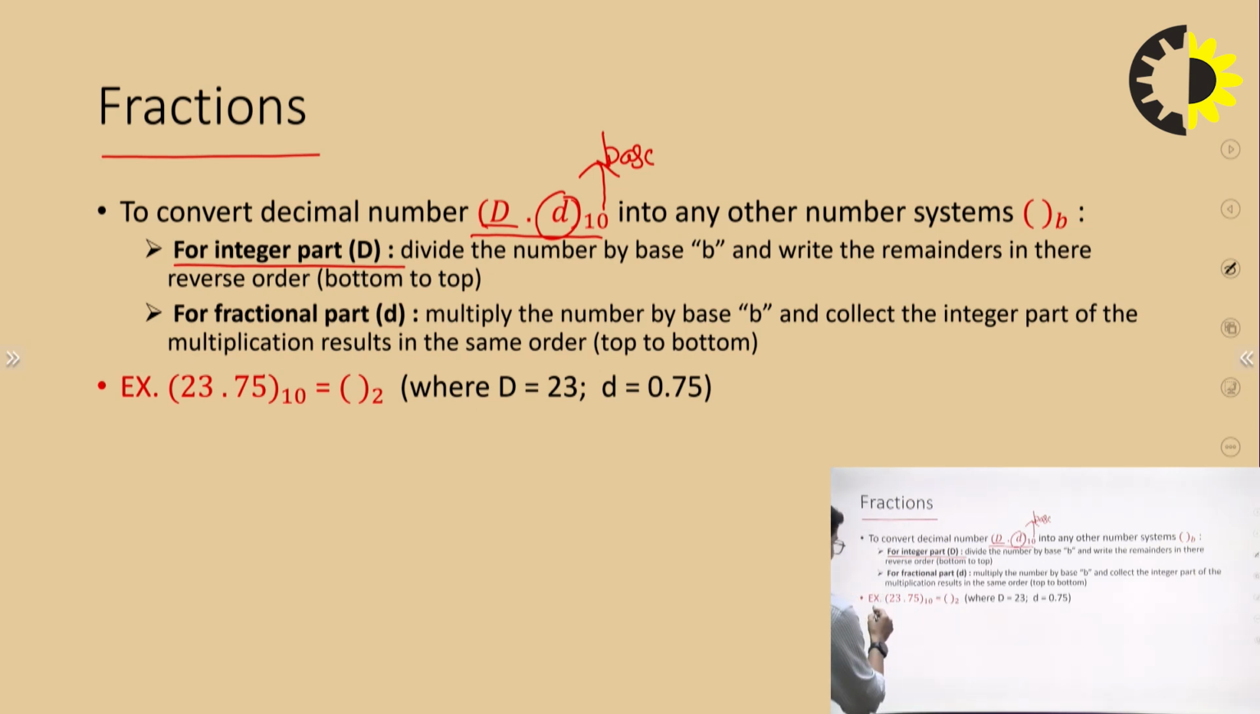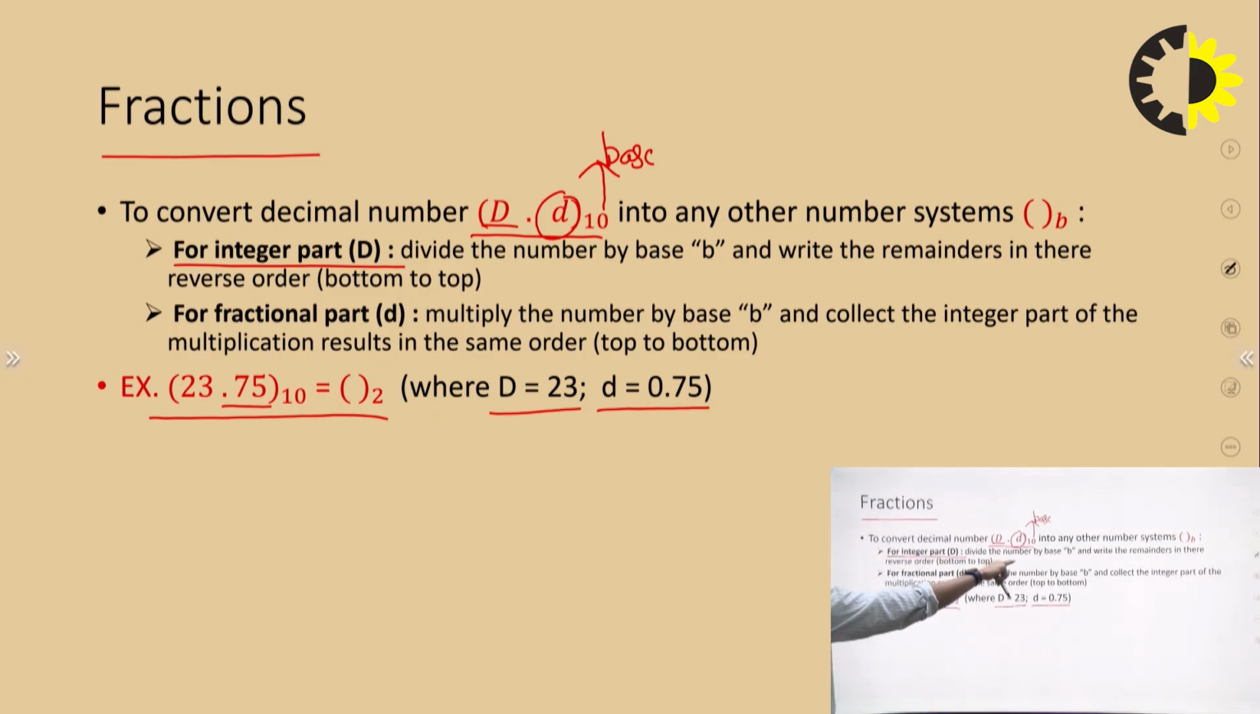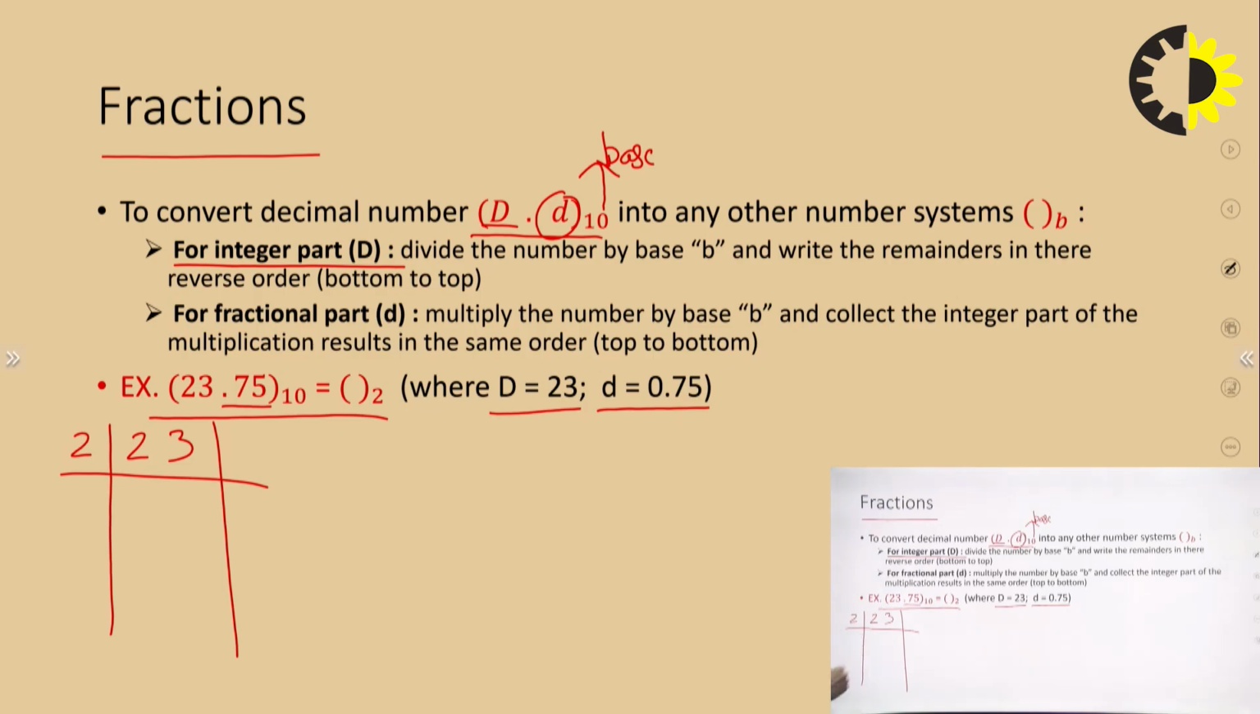For example, this is our decimal number and we want to convert decimal into binary. So how can we proceed? As we can observe, the capital D is represented by 23, that is the integer number, and 0.75, that is the fractional number represented by small d. So as I mentioned in the steps, for the integer part we have to divide the number by the base. So we have to divide 23 by the base, which is 2, and in division we have to note down the remainder.